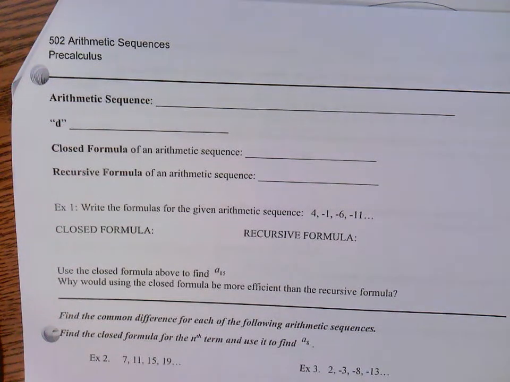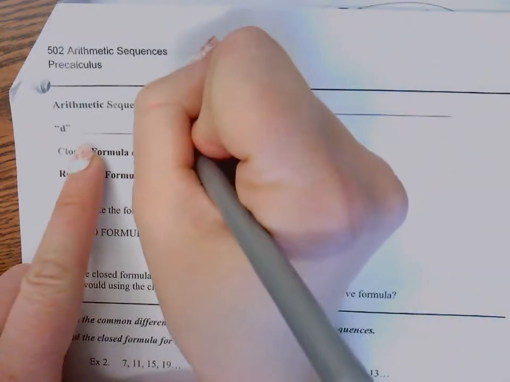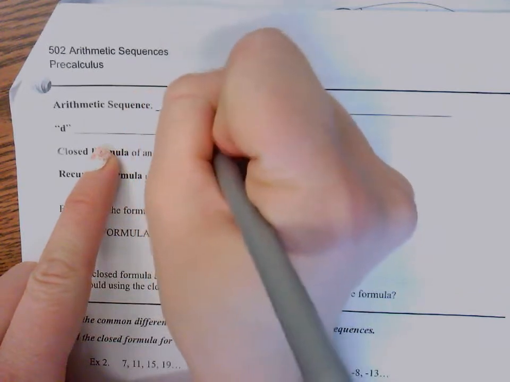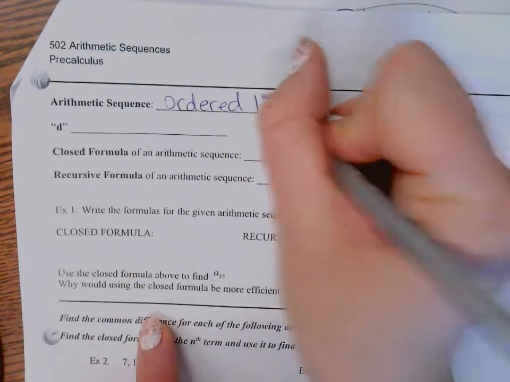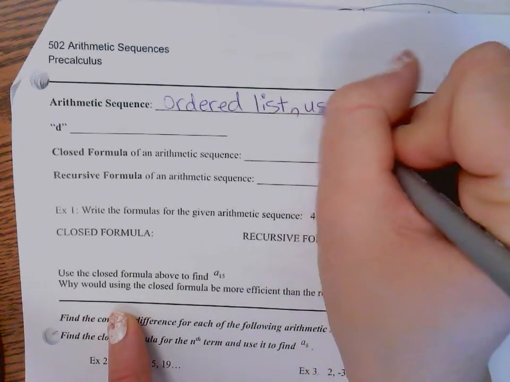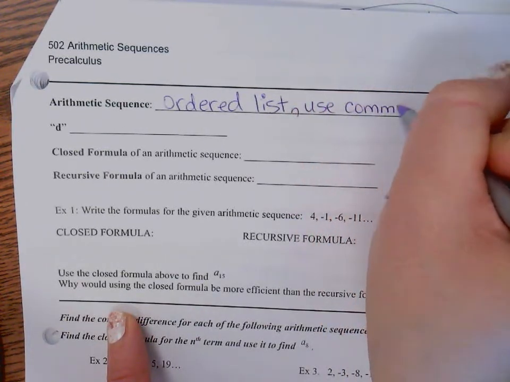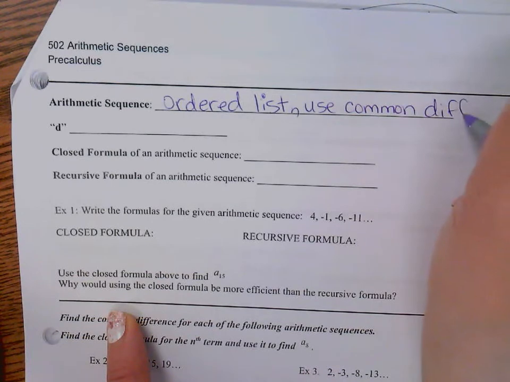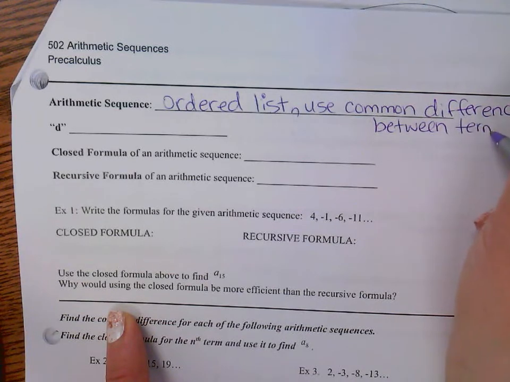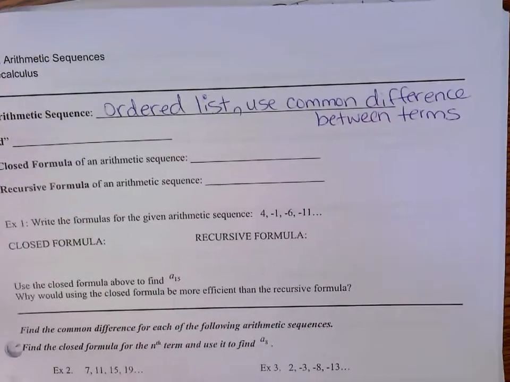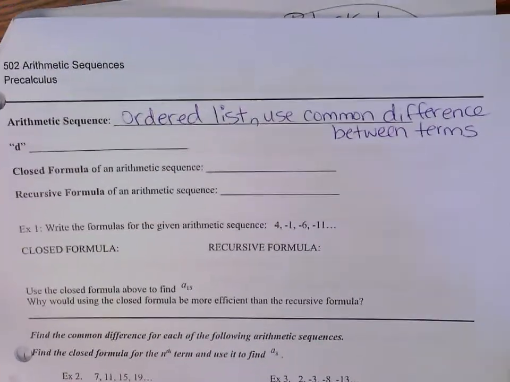An arithmetic sequence is basically an ordered list, and you use a common difference between terms. Kind of like a constant rate of change. We would say a constant rate of change if it was a linear function.